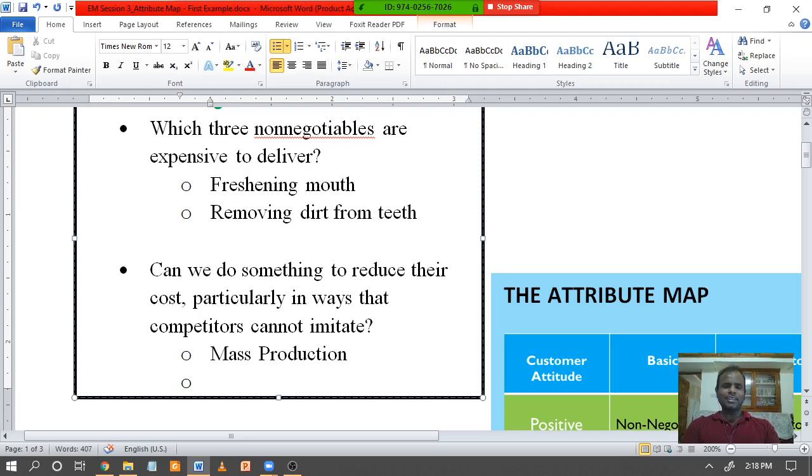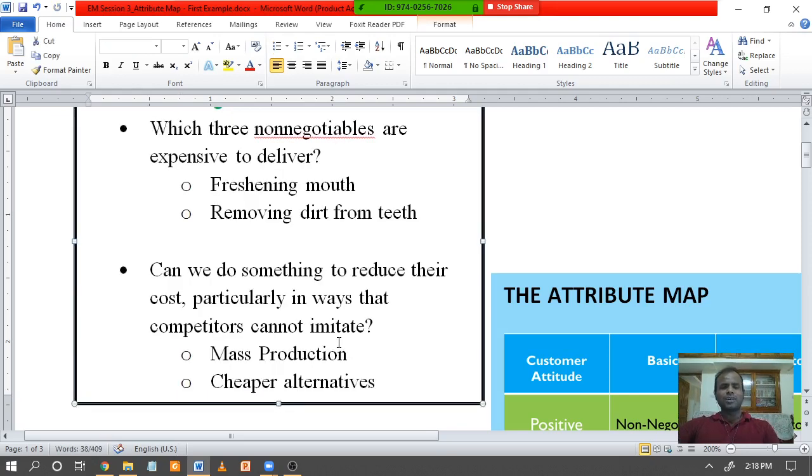Any other way you can think about reducing the cost? Using cheap alternative ingredients in the manufacturing process. Okay, cheaper alternatives, or we can say locally available alternatives, with respect to maybe calcium carbonate powder or whatever it is. So there are a few ways in which you can actually get a cheaper alternative.